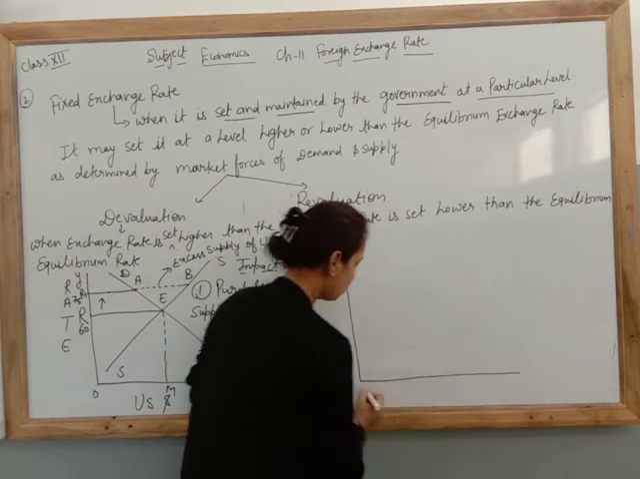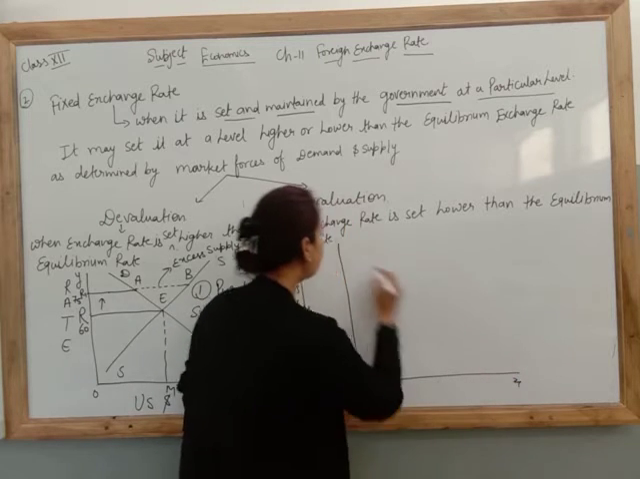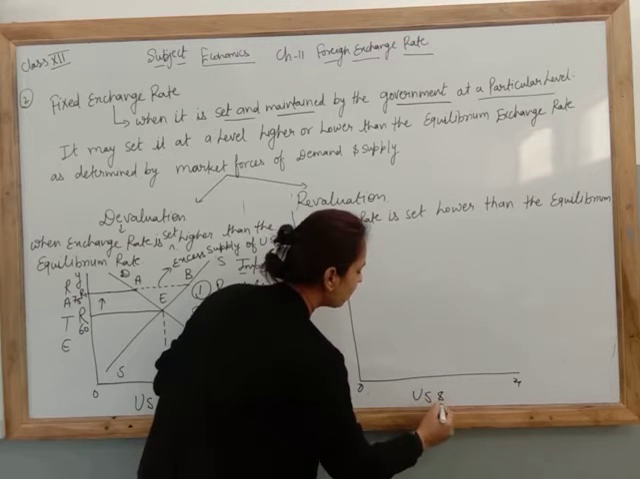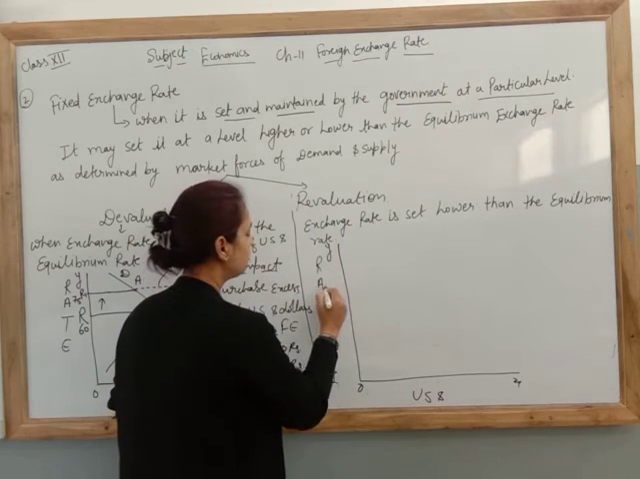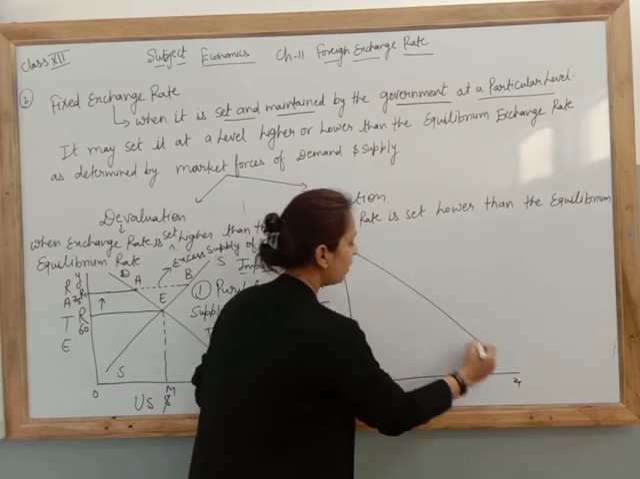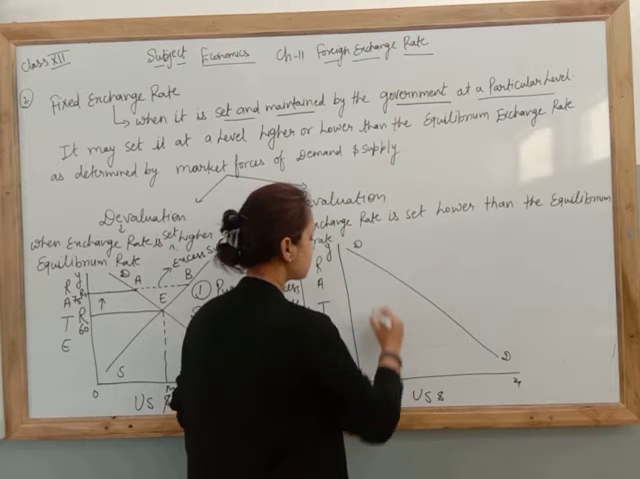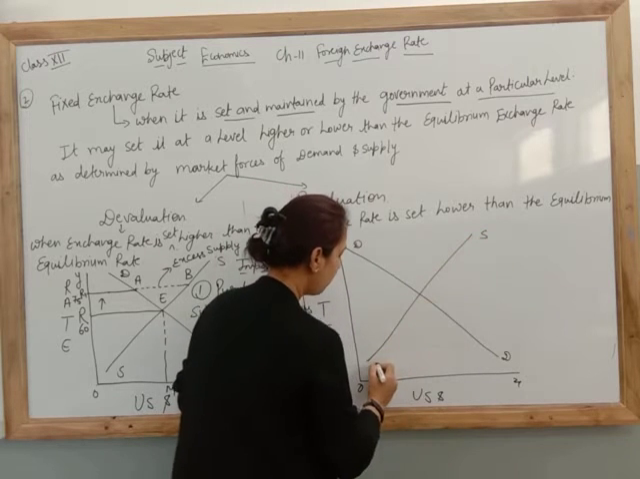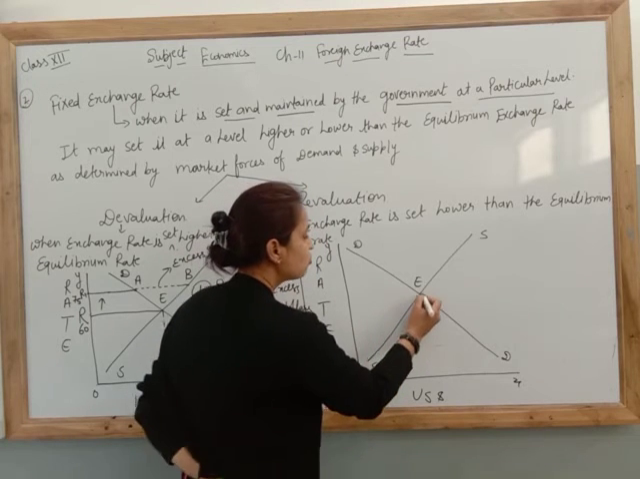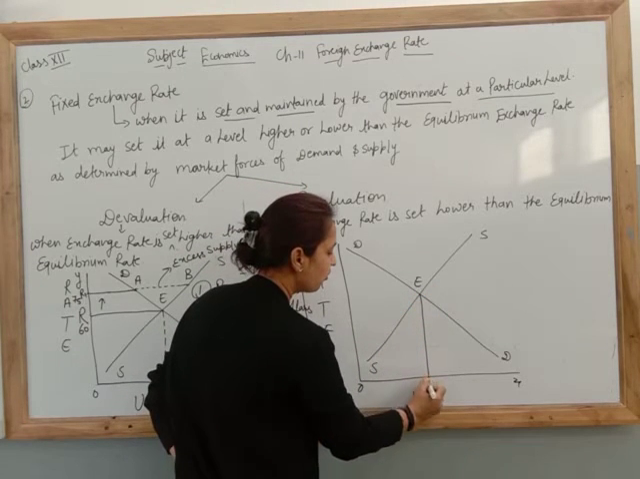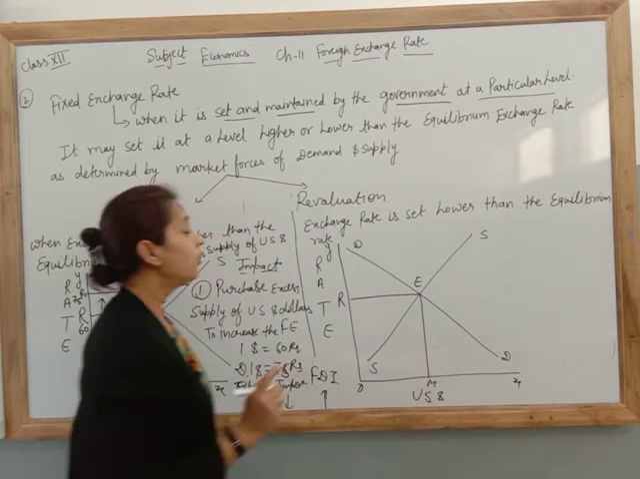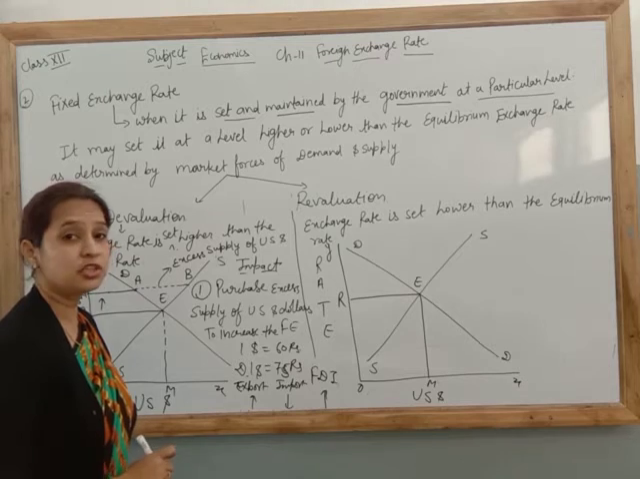Look at the diagram: 0, X and Y. Where will be the equilibrium point? Where the BD demand curve cuts the SS supply curve. Clear? They meet each other at point E. So what will be the demand? OM, and what will be the rate? That will be OR. Clear? Now, what is the meaning of revaluation?